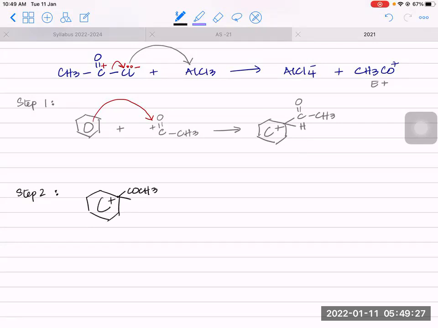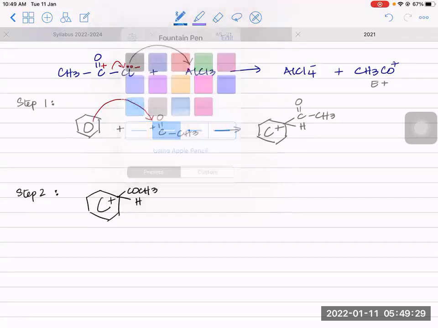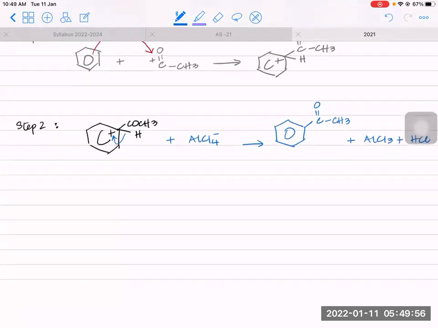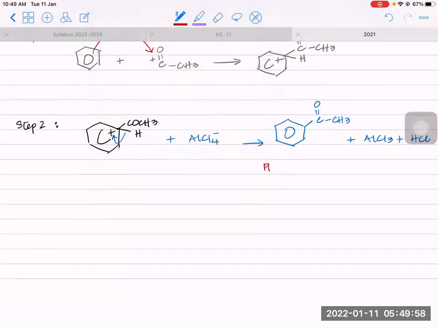So we have COCH3 here, H here. This goes back into the ring along with AlCl4 minus, which will give you COCH3 here, which is phenyl ethanone. Yes, so you have this C double bond O, CH3. AlCl3 is regenerated and you have steamy fumes of HCl. So this right here is phenyl ethanone.